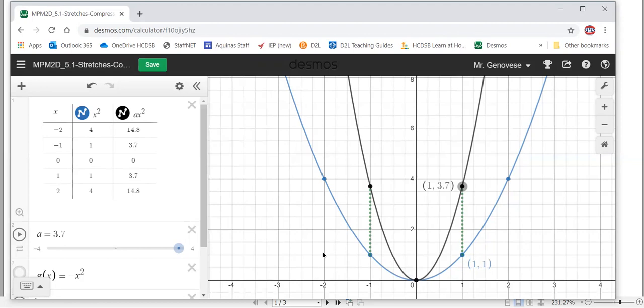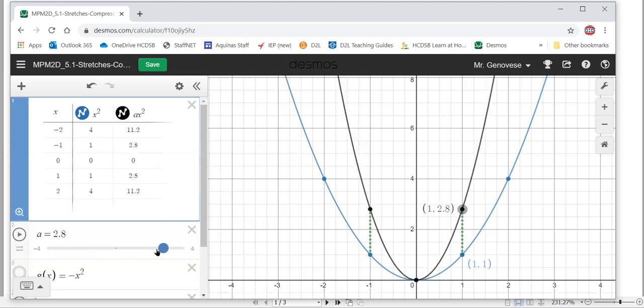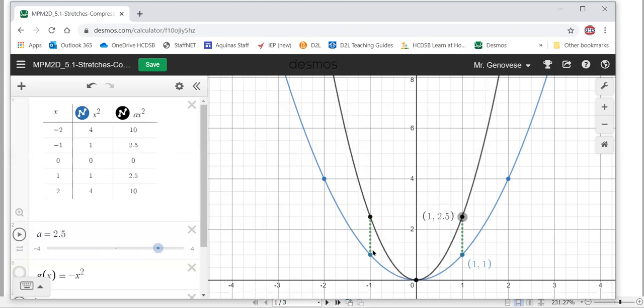All right. So just the idea that this parabola has gone from the blue shape to the black shape, and we call that a vertical stretch by a factor of 3.7. So that means that all the y values on the blue graph have been multiplied by 3.7. If you notice, that's what I've highlighted over here, to get the black graph. So if that a value were to change, if we drop it down to 2.5, now the black graph was created by stretching the blue one by a factor of 2.5. Okay? So that's essentially it in terms of the stretching.